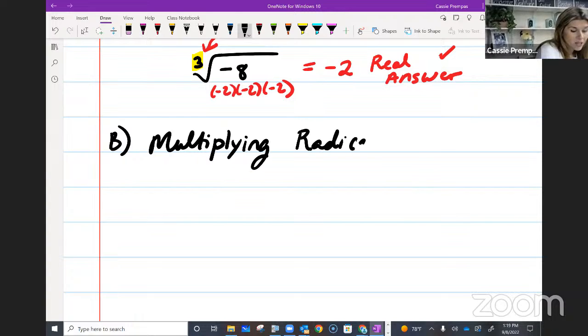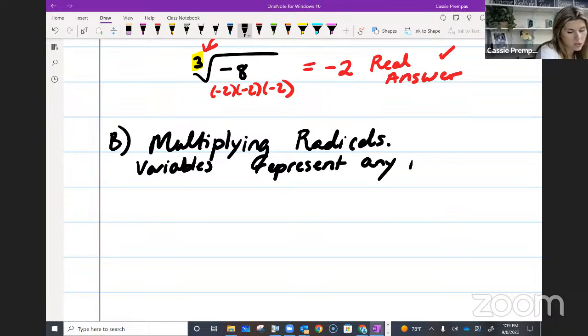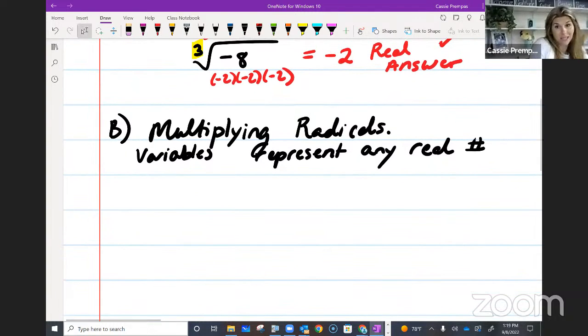And important terminology that we have to be aware of, and you would see this in your textbook as you're practicing, or you should be able to see this hopefully on the quizzes. When multiplying radicals, something to make note of is the variables represent any real number. It's really important to be aware of. So if I have x, x could be -2. So keep that in mind.